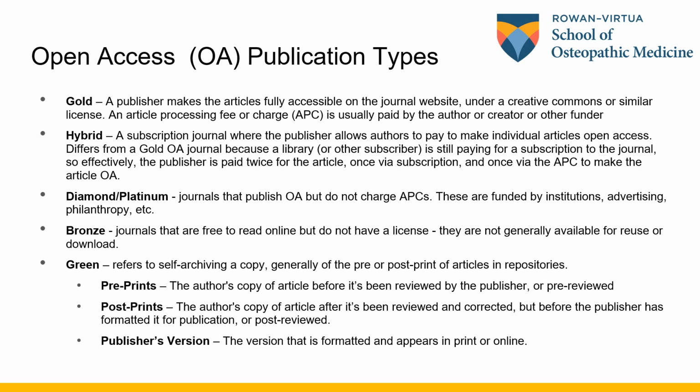Hybrid open access differs from a gold open access journal because a library or other subscriber is still paying for a subscription to the journal. So effectively, the publisher is paid twice for the article, once via the subscription and once via the APC to make the article open access. As you might expect, the big commercial publishers prefer this type.